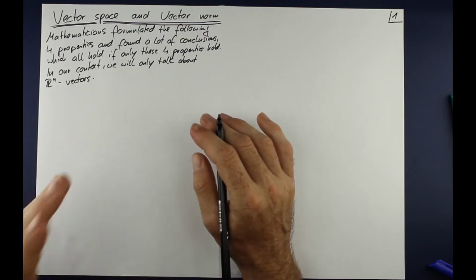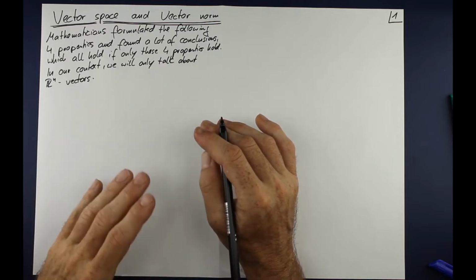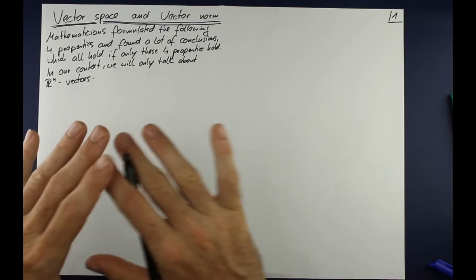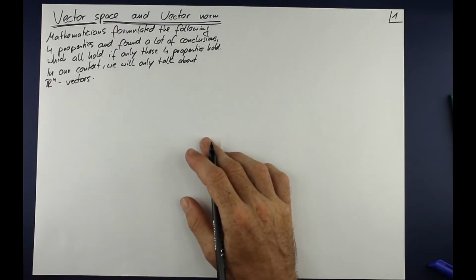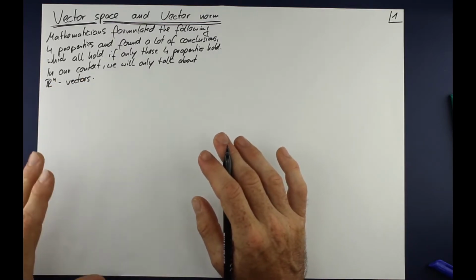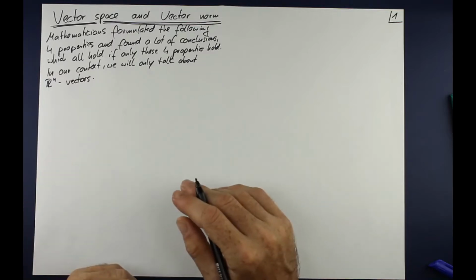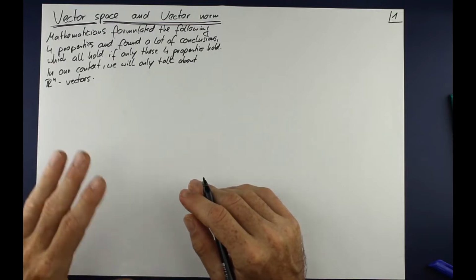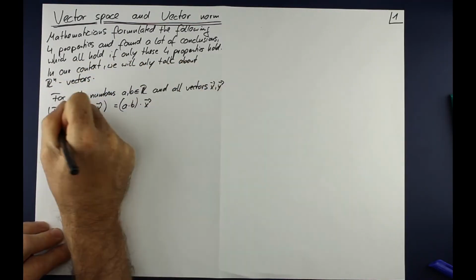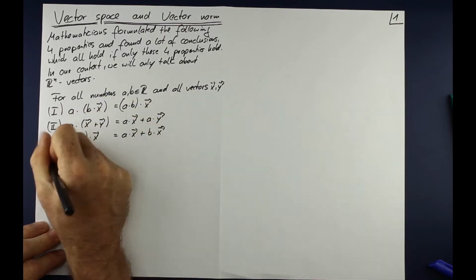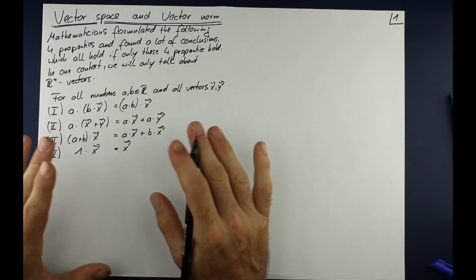Mathematicians formulated the following 4 properties and found a lot of conclusions which all hold if only these 4 properties hold. So it's a very general concept, but we need it not that general. In our context, we will need only our n vectors, so 2-dimensional, 3-dimensional, or n-dimensional vectors, not more. What are these properties? These are these 4 properties, and they are really simple.